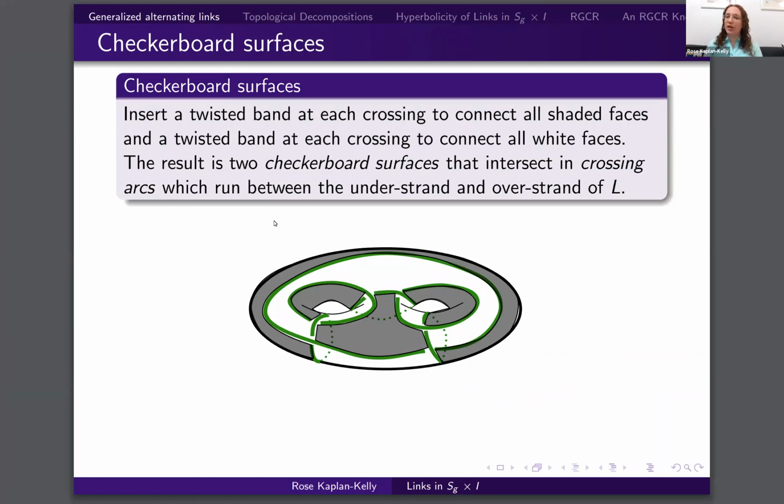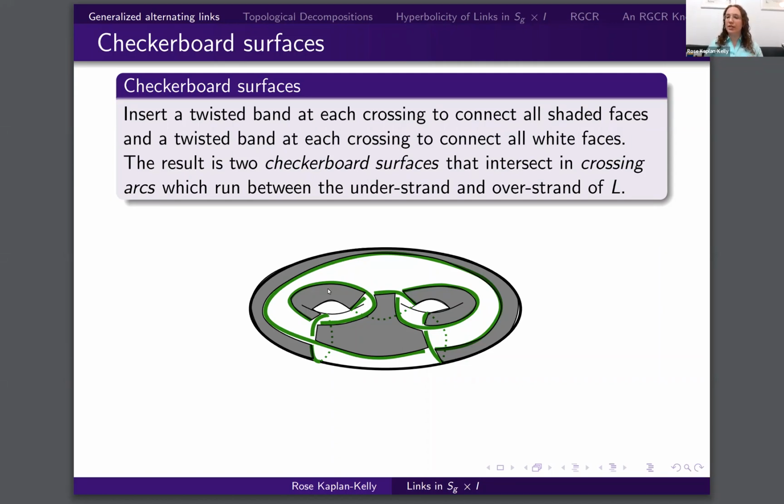With this checkerboard coloring, we can then form two checkerboard surfaces for that link diagram. We do this by inserting a twisted band at each crossing that will connect faces with the same coloring. So to form the shaded checkerboard surface in this example, we'd insert twisted bands connecting all of these shaded faces at all of these crossings. And we do the same thing for all of the white faces to form the white checkerboard surface.